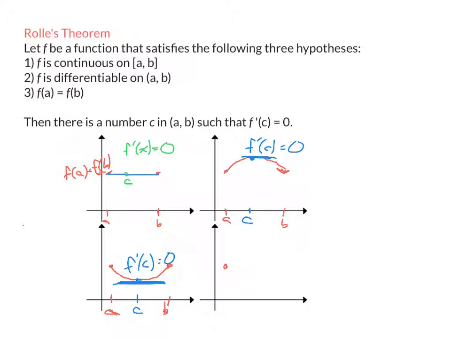Or it gets a little more intriguing, and it comes up and down and then back. Well, actually then we have two different spots. There's a c1 and a c2. We actually have two different places where the tangent line would be horizontal, and thus two different places where the derivative would be 0.